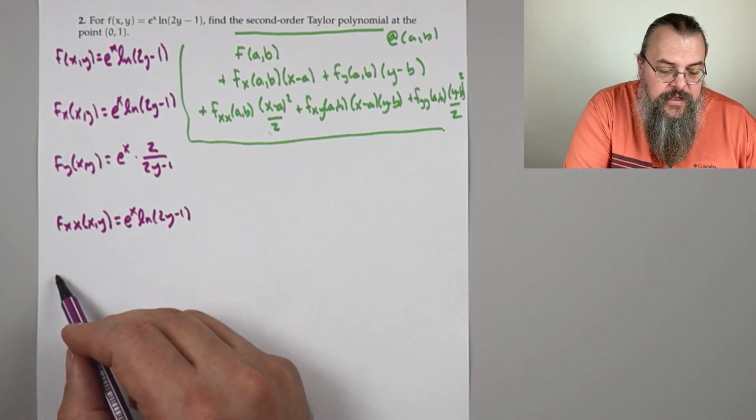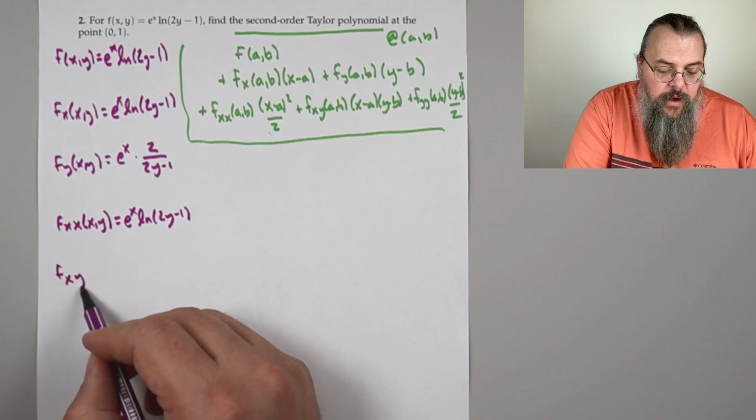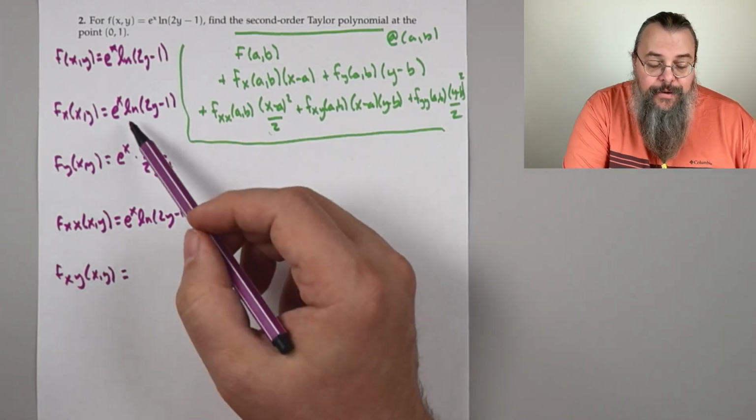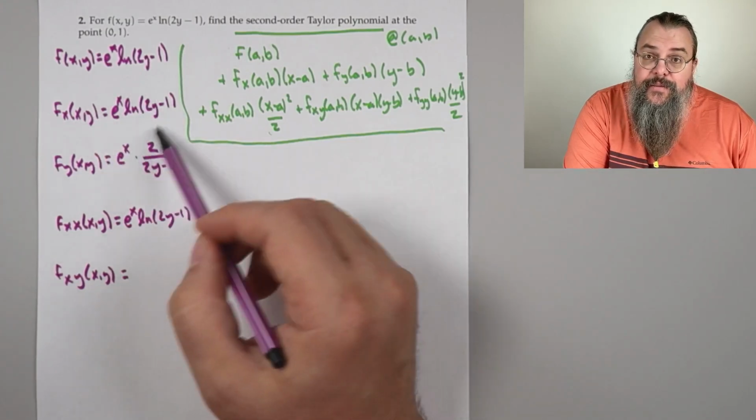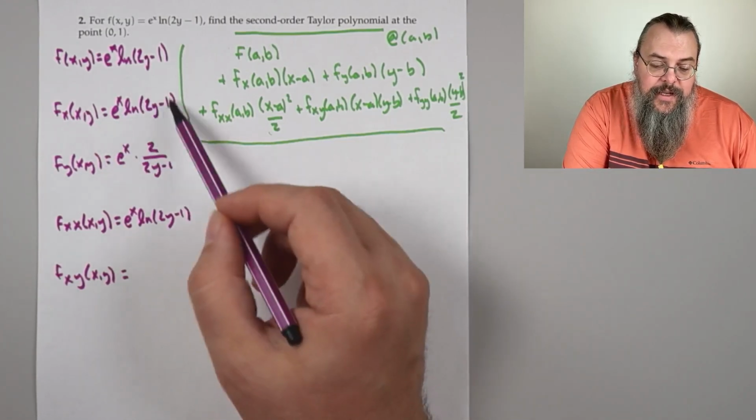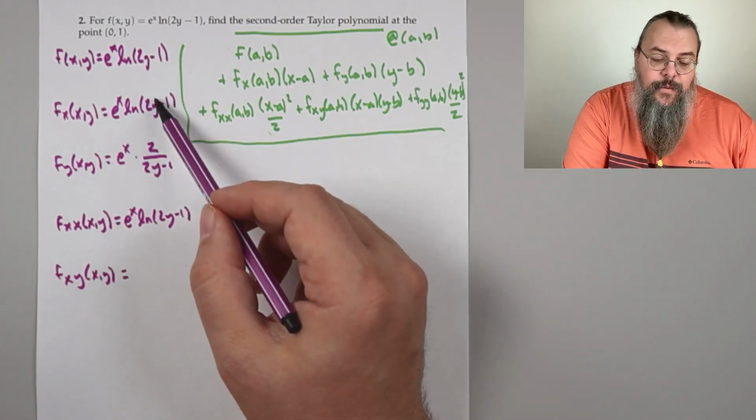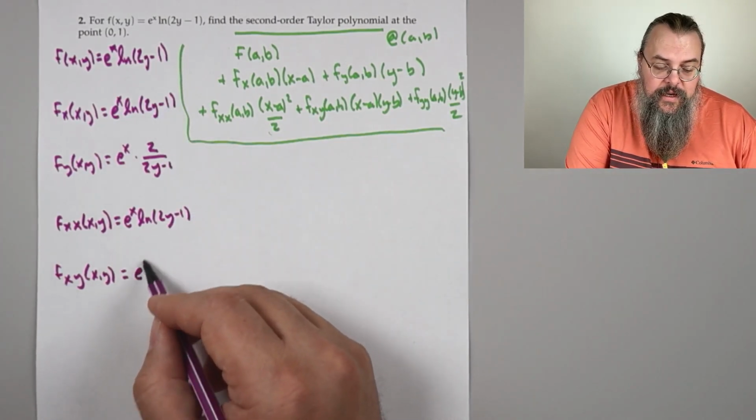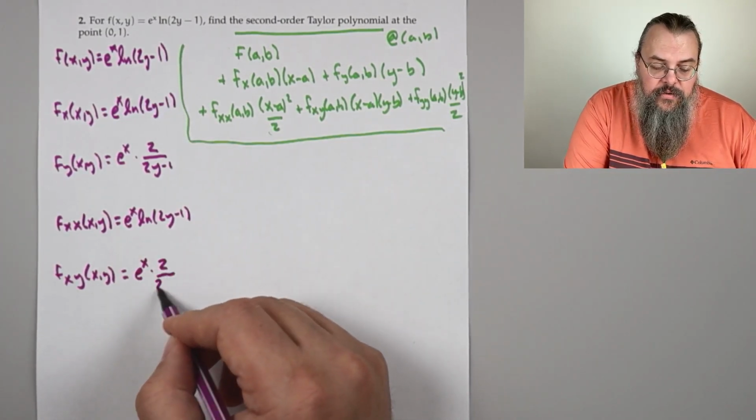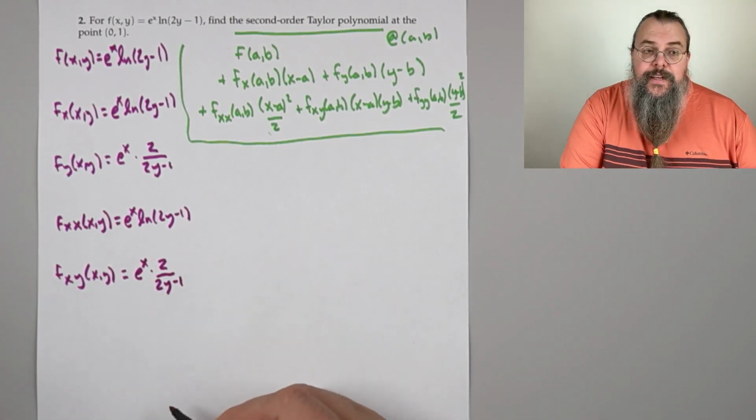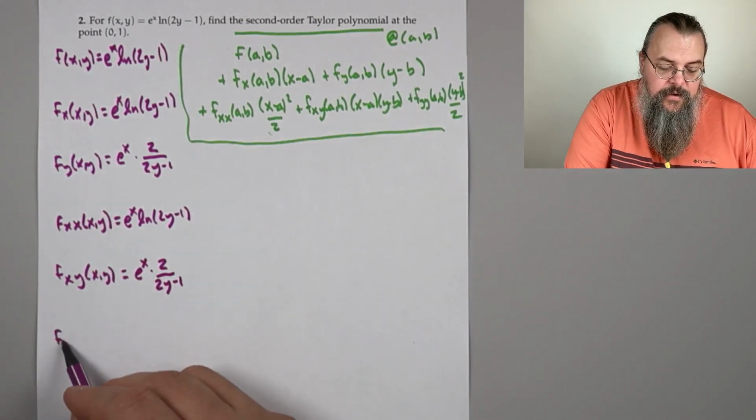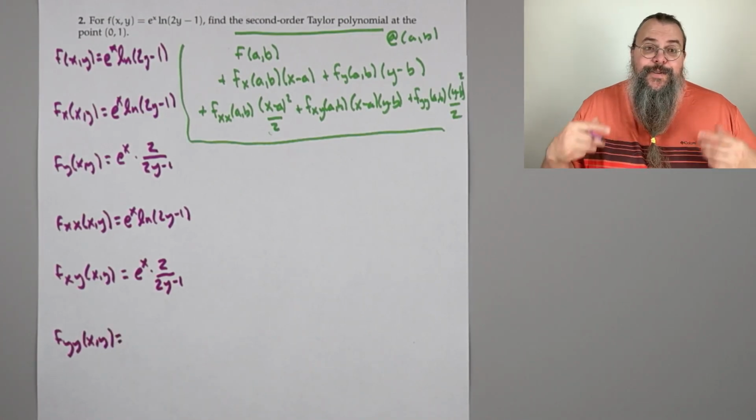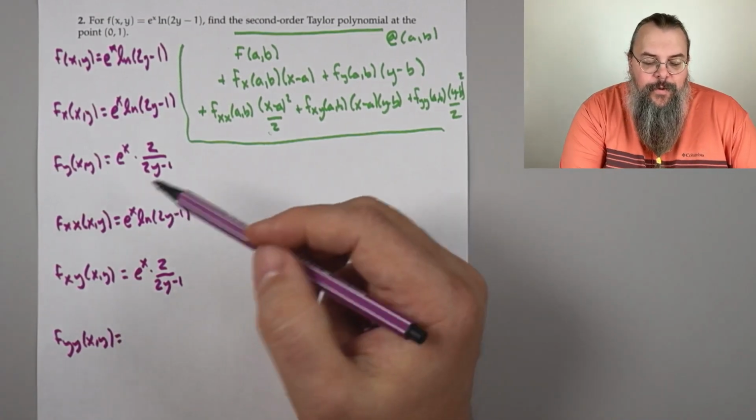Okay, how about f sub xy? Well, what would that be? Well, okay, take f sub x, take the derivative with respect to y, and it's again, as we talked about, 1 over the inside times the derivative of the inside. So e to the x times 2 over 2y minus 1. And that leaves us with f sub yy of x comma y.